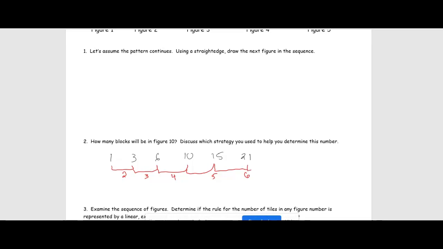The next one should have increased by 7. So that would take us to 28. And if we continue on with that pattern, the next one should increase by 8. Gets us to 36. 9 gets us to 45. And then that 10th and final one that we're looking for would be increasing by 10. And then that would take us all the way up to that 55.